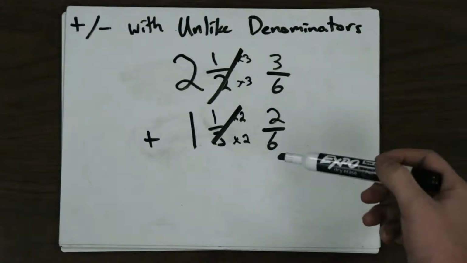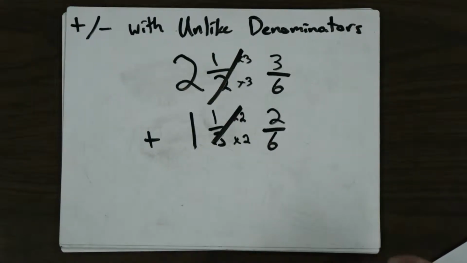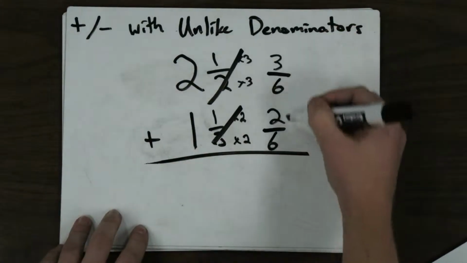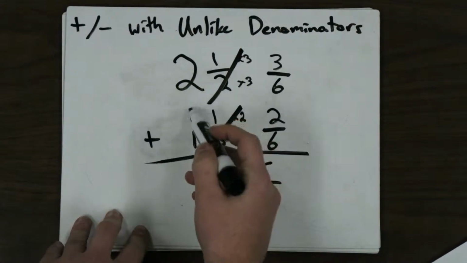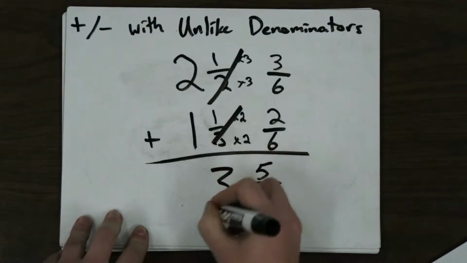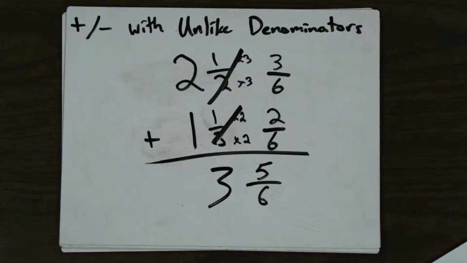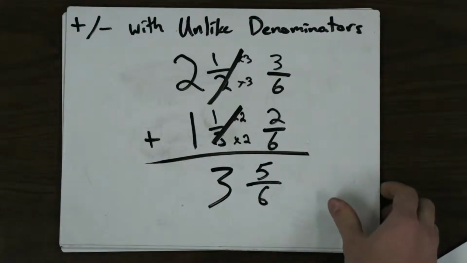Now they have the same denominator, and I can just go ahead and add those fractions together. So 3/6 plus 2/6, that gets me 5/6. And 2 plus 1 is 3. And there's my final answer, 3 and 5/6.